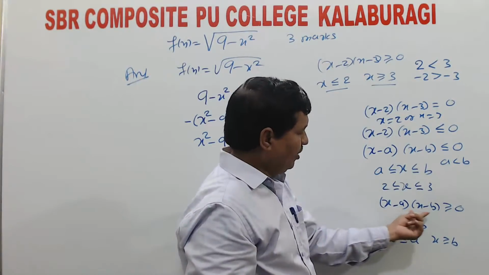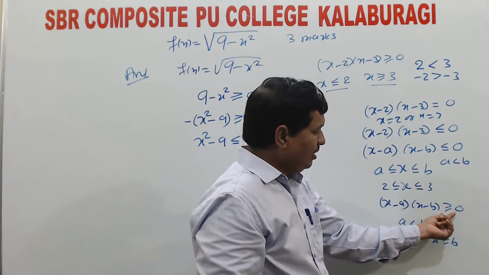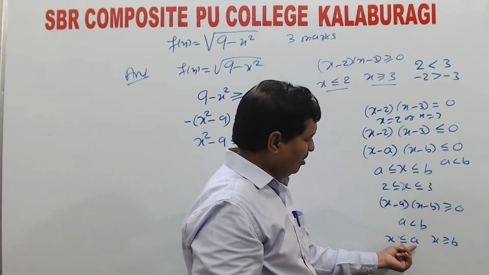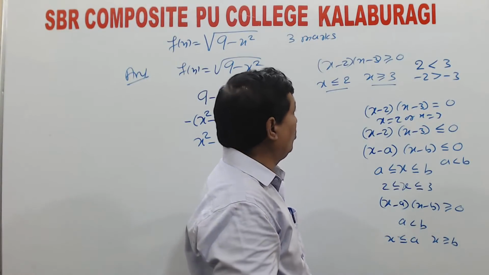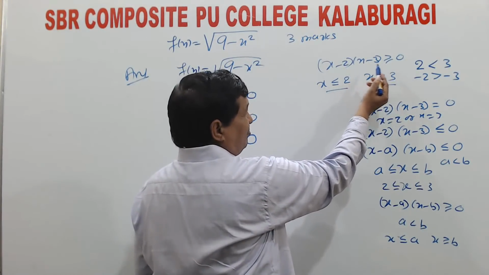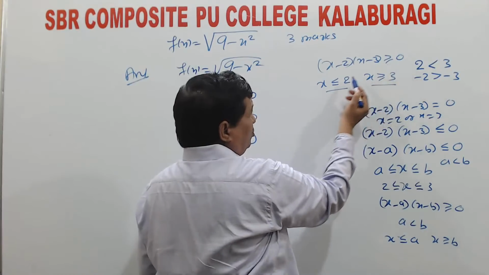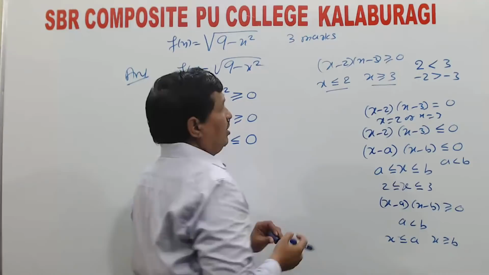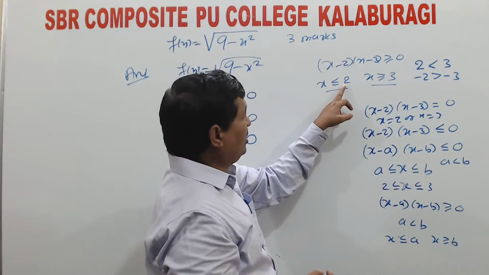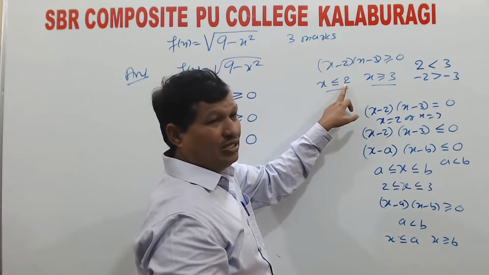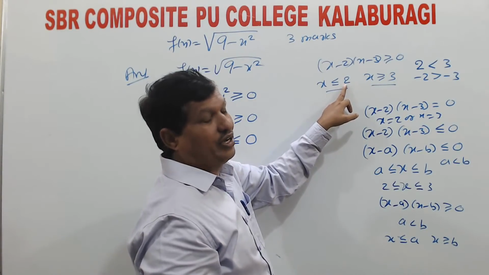Suppose x minus a into x minus b, for what value of x will this product be greater than or equal to 0? Again x is less than or equal to a, or x is greater than or equal to b. X minus 2 into x minus 3 will be greater than or equal to 0 when x is less than 2 or x is greater than 3. Is it correct or not? Less than 2, tell me one number. See, if x is less than or equal to 2, I am now taking 1.